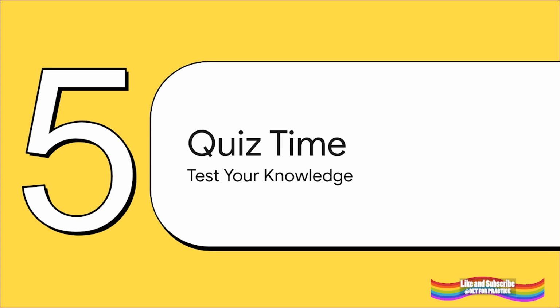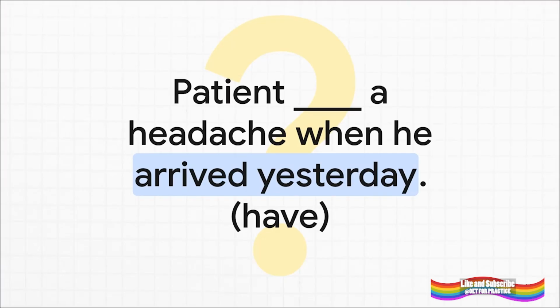Okay, we've covered our 4 main tools. You think you've got them? Let's find out. Time for a quick pop quiz to see what you've learned. Ready? All right, question number 1. Your job is to fill in the blank with the right form of the verb have. Here it is. The patient blank a severe headache when he arrived at the hospital yesterday. What do you think? Take a second.